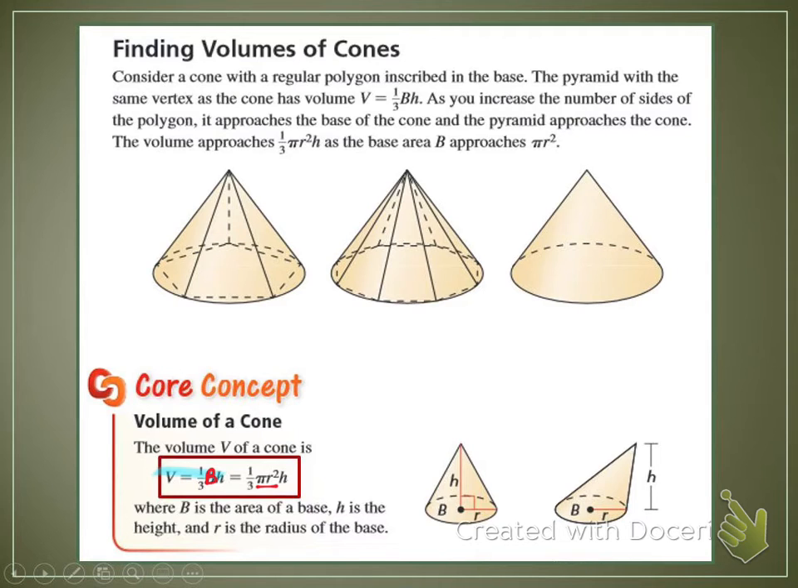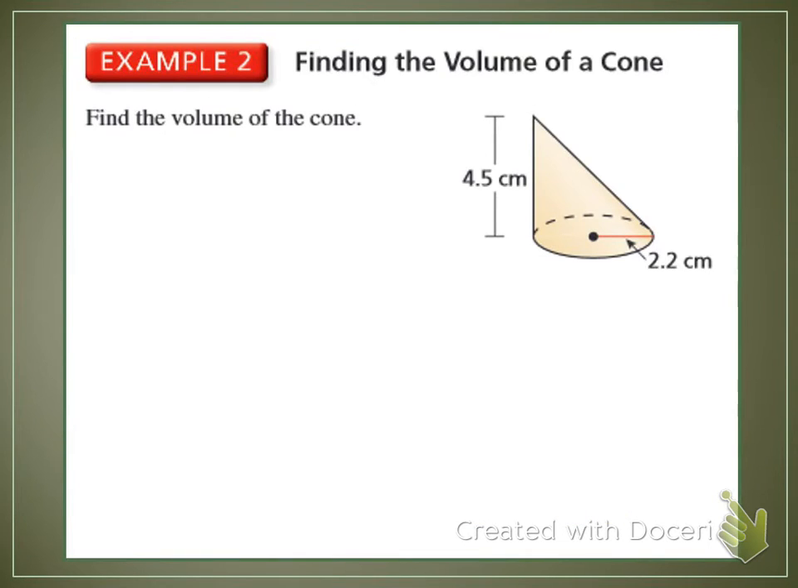So realistically, this shouldn't be a new formula for you. The surface area was definitely new, but this one's old news. We're going to find the volume. Is this a right cone? No. The vertex is not above the center. There's no right angle. This is what a slanted cone looks like. But we find the volume the same. Volume equals 1/3 area of the base times the height.